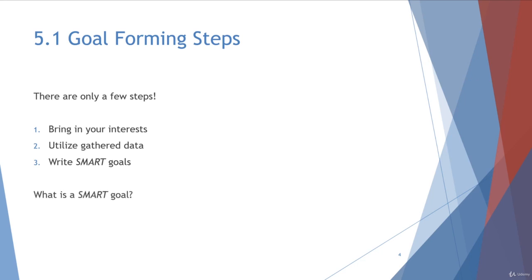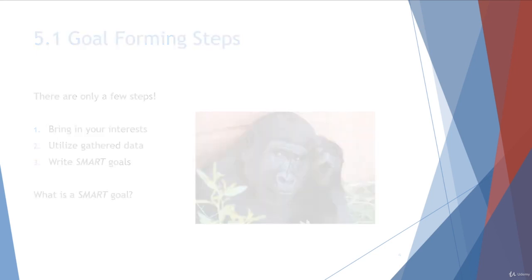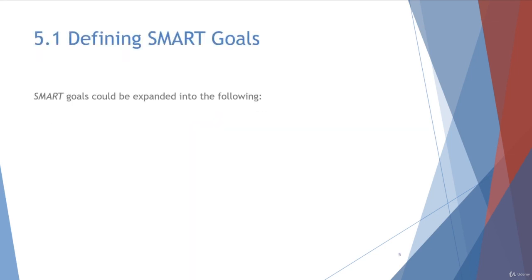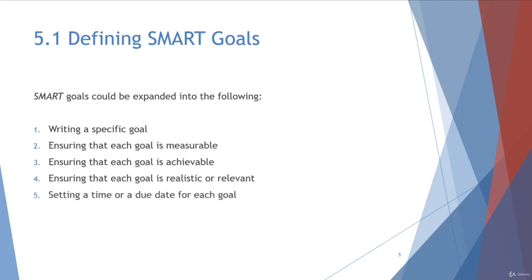When we mention forming a SMART goal, we do not mean that your goal has to have intellectual properties or characteristics. On the contrary, SMART is an acronym that some of you might have heard of. In terms of goal forming, SMART could be expanded into number 1, writing a specific goal. Number 2, ensuring that each goal is measurable. Number 3, ensuring that each goal is achievable. Number 4, ensuring that each goal is realistic or relevant. And number 5, setting a time or a due date for each goal.